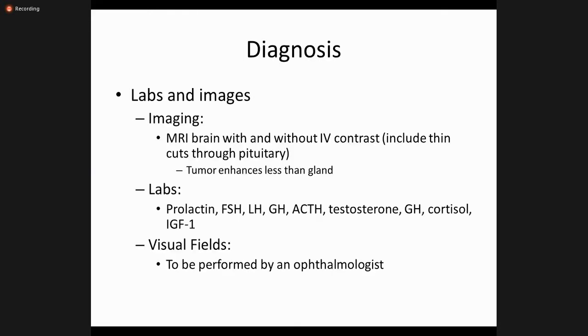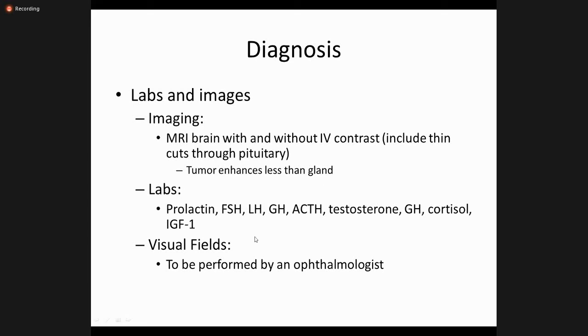So how do we diagnose this pituitary adenoma? We have imaging, for example, MRI brain with and without contrast. When we do MRI brain with and without contrast, the pituitary tumor enhances less as compared to the surrounding tissue. So it can be visualized easily.